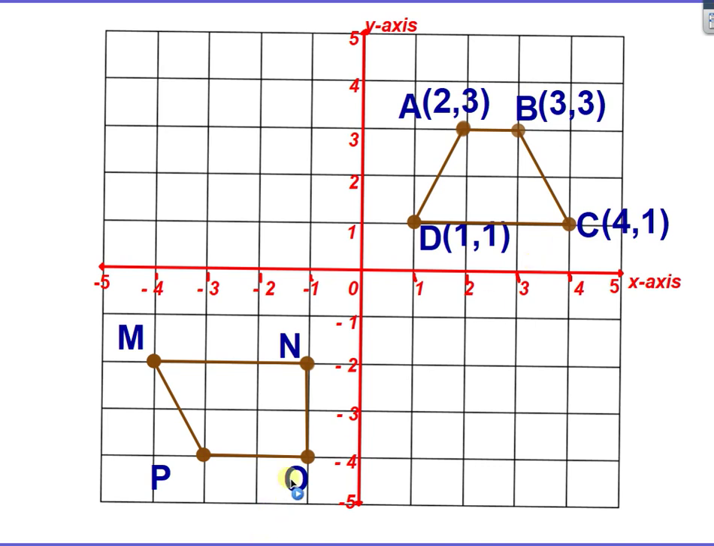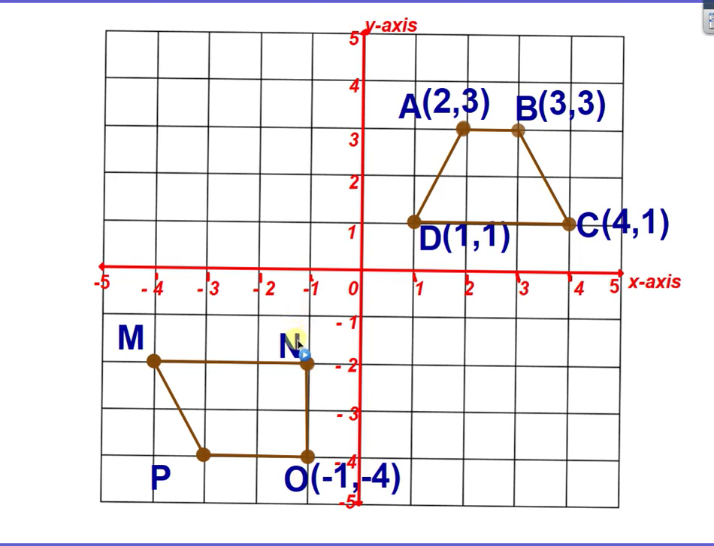Now, what about point O? Point O, so start from the origin. Move 1 unit to the left, then you get negative 1, right? Move down to point O. How many units do we move to point O? 4 units, right? But the point here is negative. Trust you get it. Therefore, point O is going to be negative 1 on the horizontal axis first, and followed by the negative 4 on the vertical axis. Therefore, point O is written as negative 1 and negative 4.